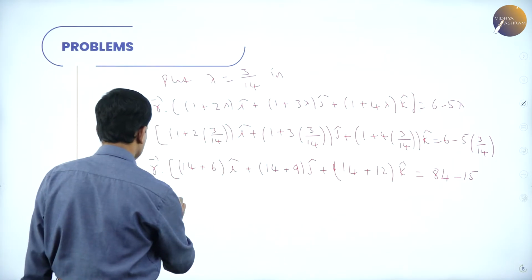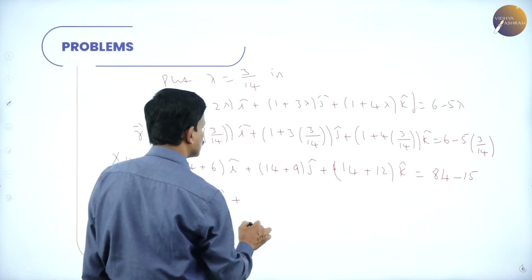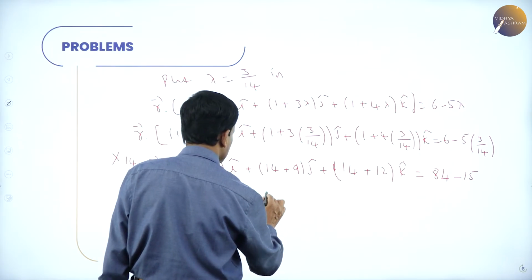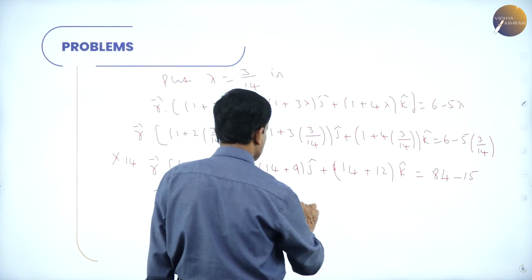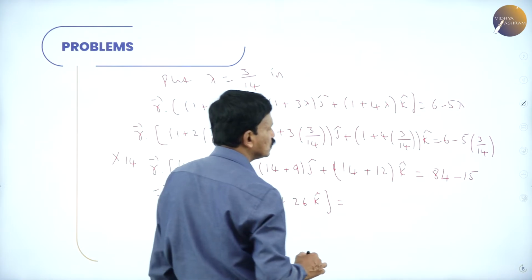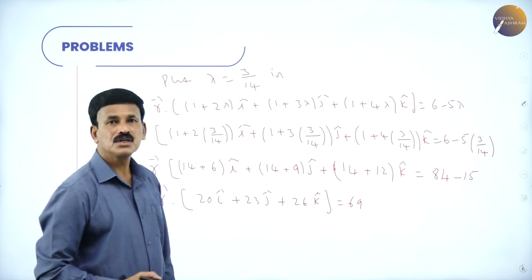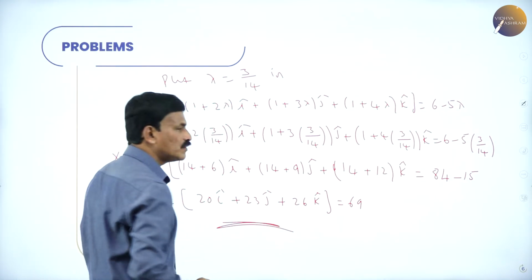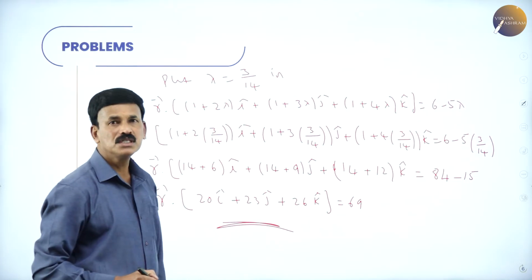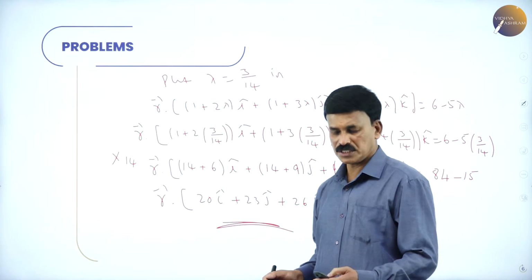So this is r dot 20 times i plus 14 plus 9, 14 plus 9 is equal to 23j plus 26k, is equal to 84 minus 15 is equal to 69. That's it. So hence the equation of the plane in the vector form is r dot 20i plus 23j plus 26k is equal to 69. This is the required equation of the plane. Okay. That's it. Let me explain once again.